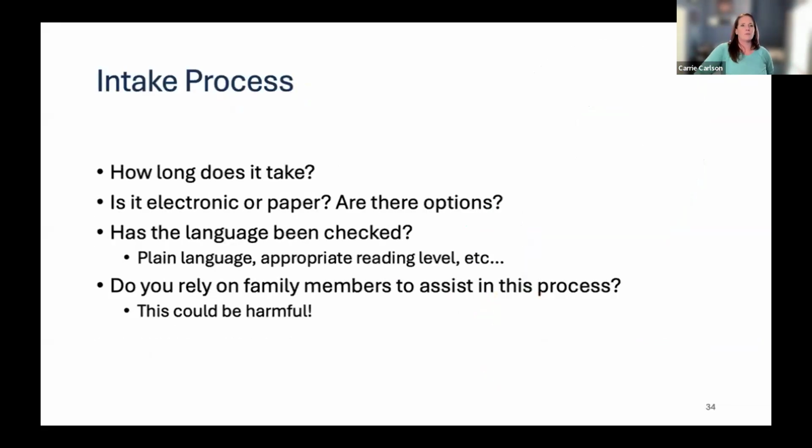And then intake process, right? How long does it take? I know that when I worked at the Domestic Violence Center here in Memphis, sometimes that intake process could take 4 to 6 hours. Like, that is a really long time. Like, most people can't do that, no matter if they have anything, I'm going to say a small child. If you have a disability where you sitting still is hard, right? A lot of people can't do that no matter what. Is it electronic paperwork, or are there options? Like, I use myself as an example.